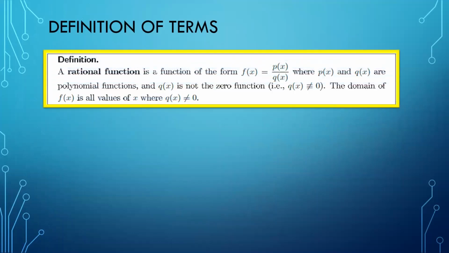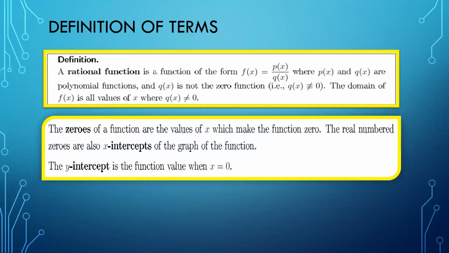Next, we will define the following. What is a rational function? A rational function is a function of the form f of x is equal to p of x over q of x, where p of x and q of x are polynomial functions, and q of x is not the zero function, since the moment q of x is equal to 0, the given function will be undefined. And the domain of f of x is all values of x where q of x is not equal to 0.